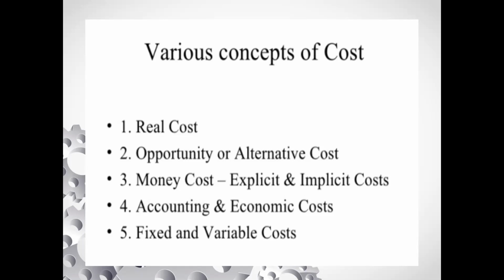First, these are the sum of the costs: real cost, opportunity or alternative cost, money cost, explicit or implicit cost, accounting and economic cost, and fixed and variable cost. So these are some of the costs we have to consider when we go for the shipping industry cost. So first we'll discuss what is a real cost.